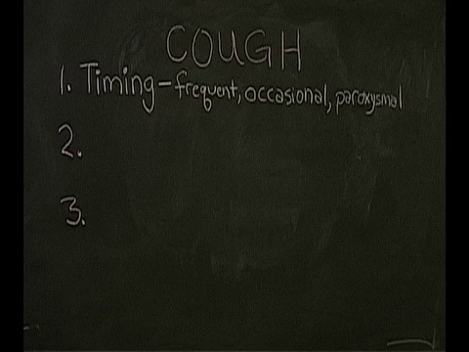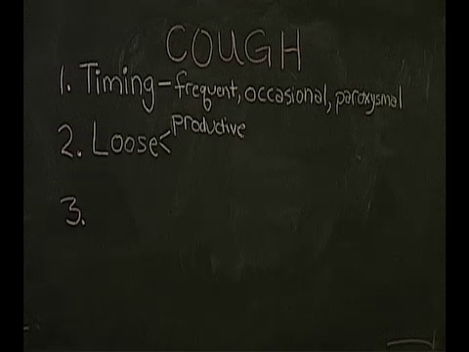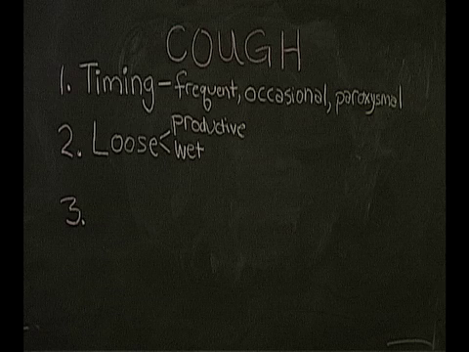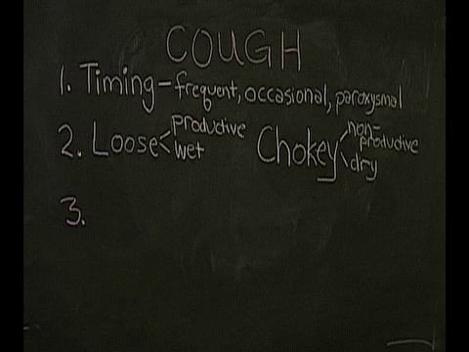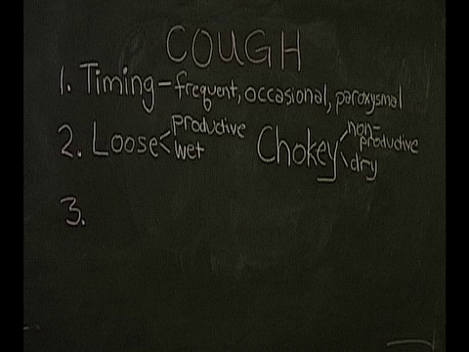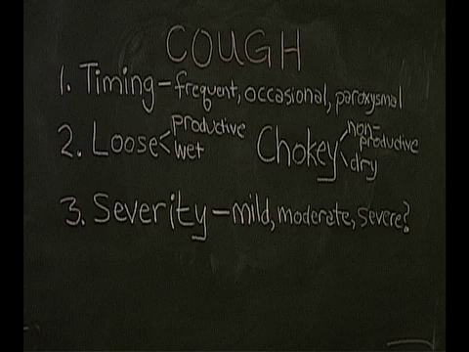2. The second category is concerned with whether the cough is loose or choky. If the patient has a wet or productive cough with secretions, we refer to it as loose. Here is an example of a loose cough. If a cough is non-producing or dry, we refer to it as choky. Here's an example of a choky cough. Number 3. The third category is the severity of the cough. Is it mild, moderate, or severe?